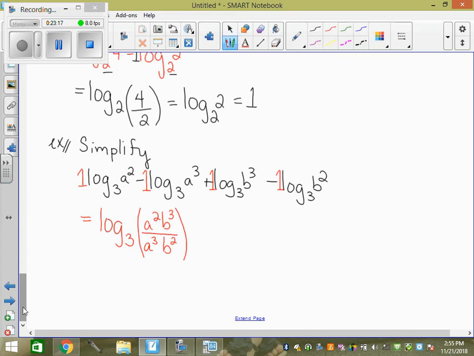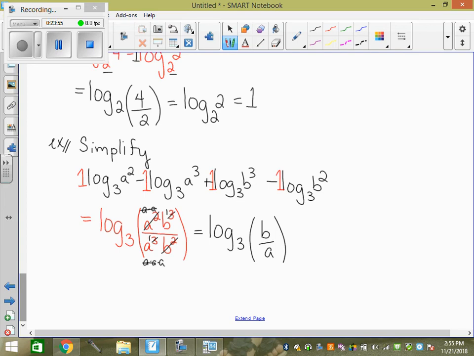Am I done? What could I do? On the top, I have a squared, just means a times a, right? On the bottom, I have a cubed, so that means I have a times a times a. Correct? So I can take 2 for 2. And then this is completely gone, and this one's left with an a to the 1 in the denominator. Then I can take 2 b's from this denominator and 2 b's from this numerator, and I'm left with a b in the numerator. So I'm left with log base 3 of b over a.